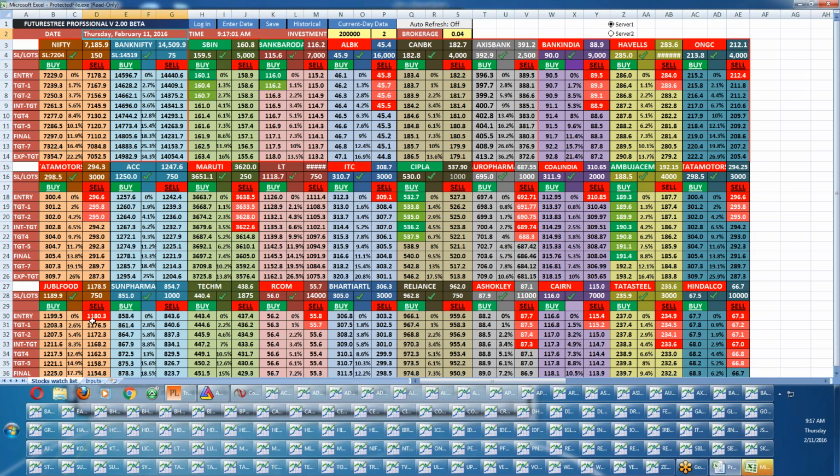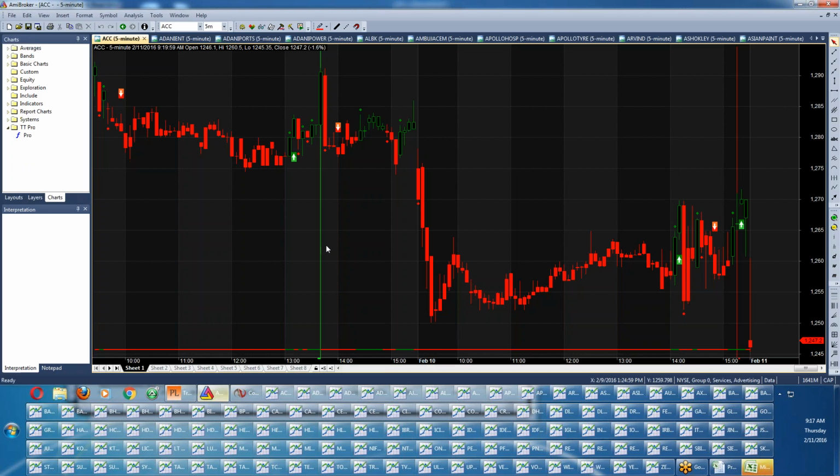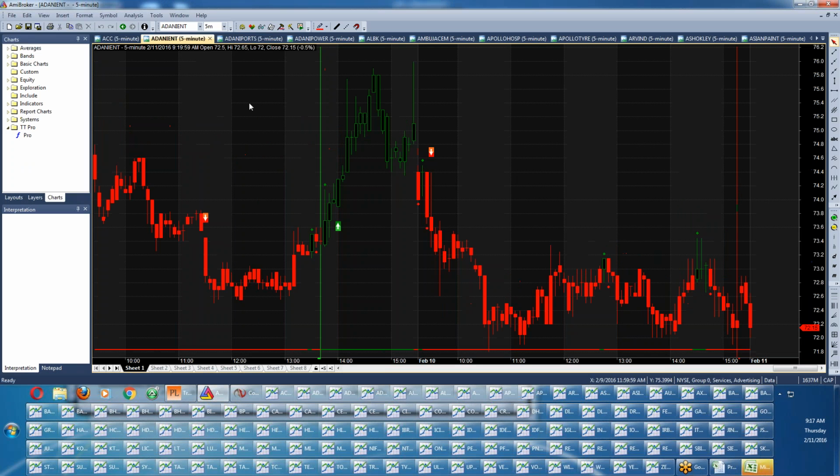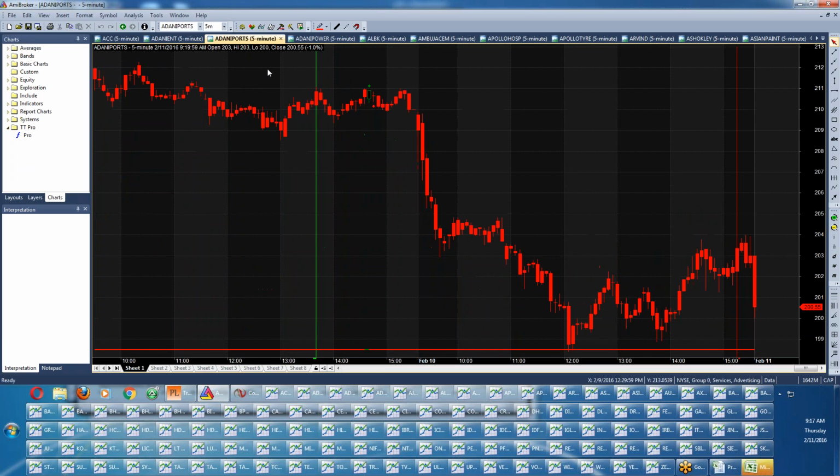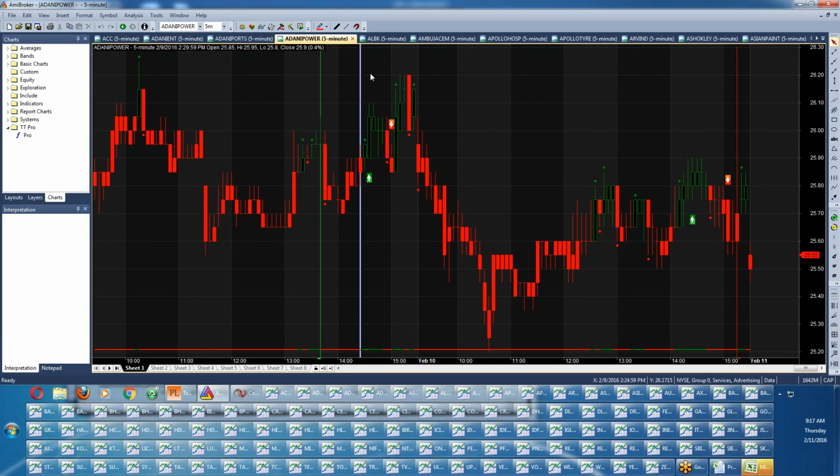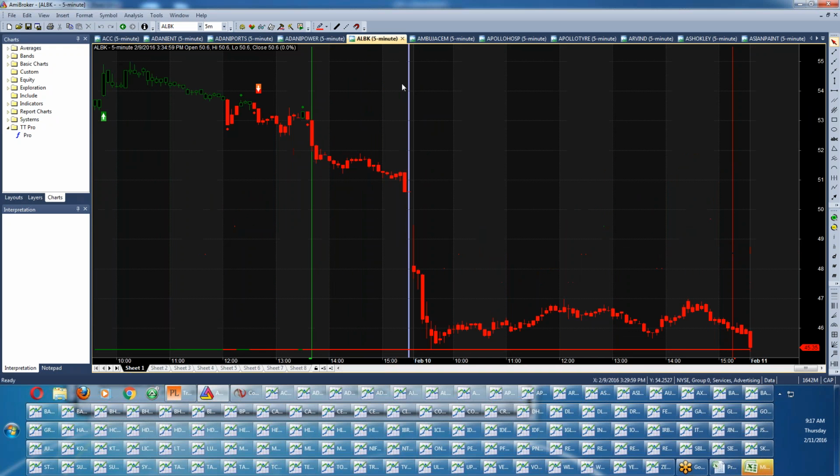Jubilant Food we have a sell. ONGC we have a sell call. We'll wait for another 5 minutes and then we can take the calls. That's ACC, it's a gap down. ALBK, you can see that it's a gap down. We have a call here.